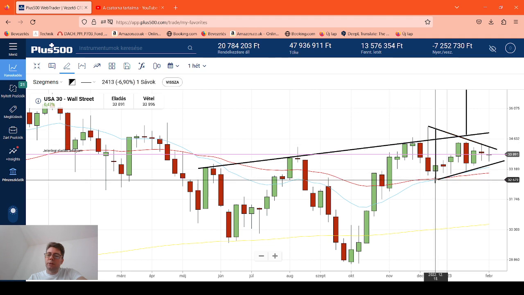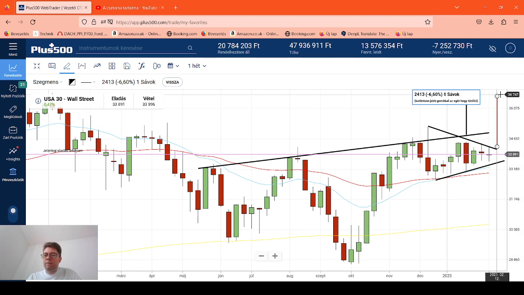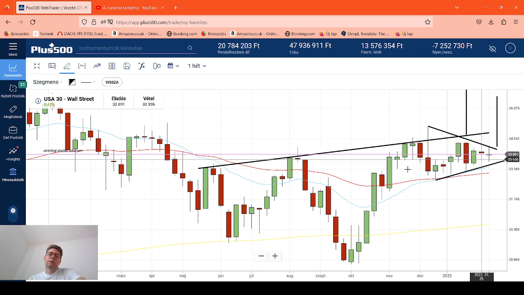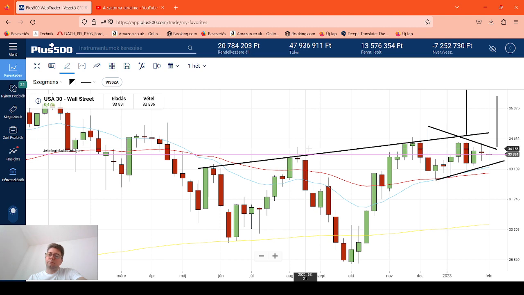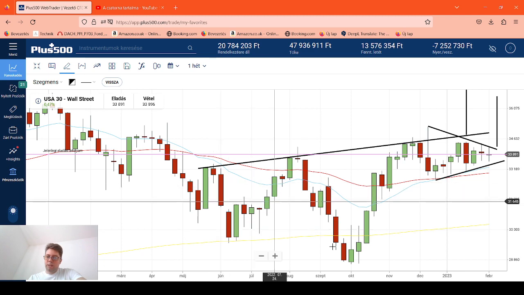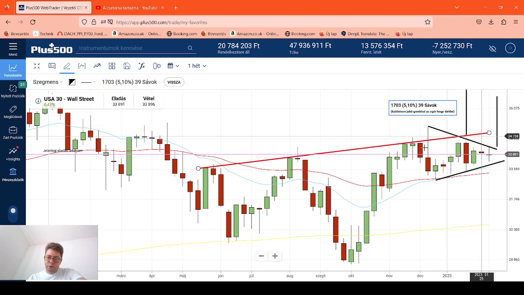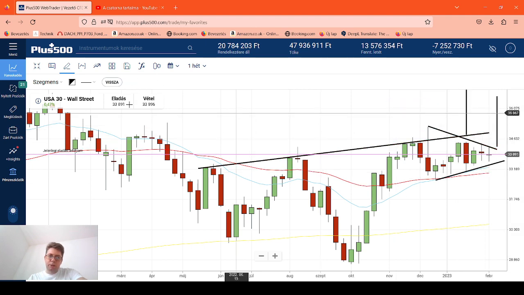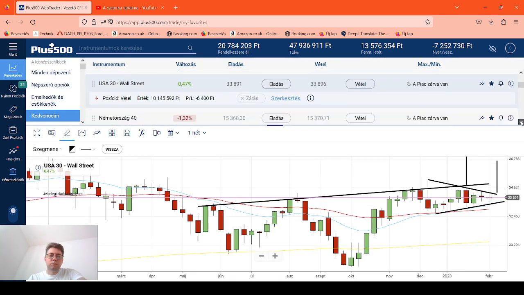Let me measure the price target like that, and if we break to the upside, we need to wait to see. Then the price target is 36,650 out of this pattern. Yeah, and also we are trying to form probably an inverse head and shoulder pattern. We need to break above this neckline for us to say that this is an inverse head and shoulder pattern. Good. Let's go over to Germany.